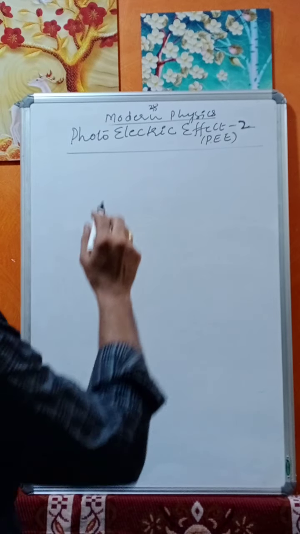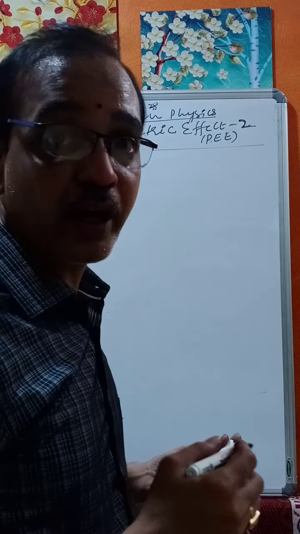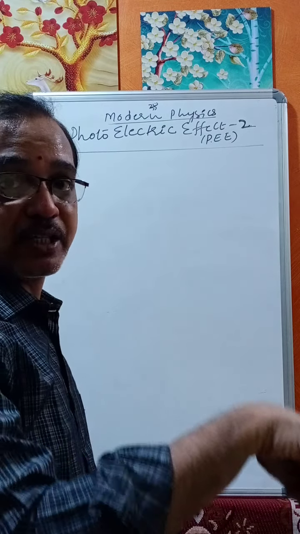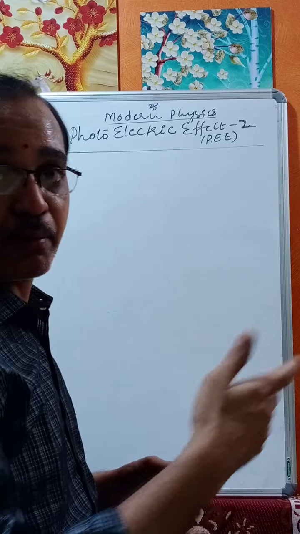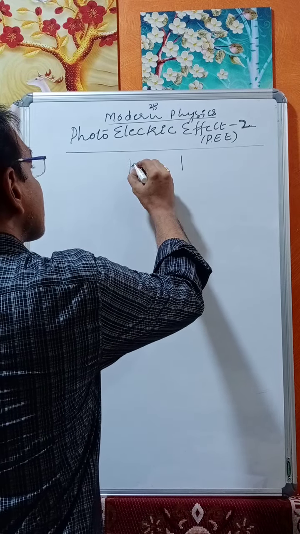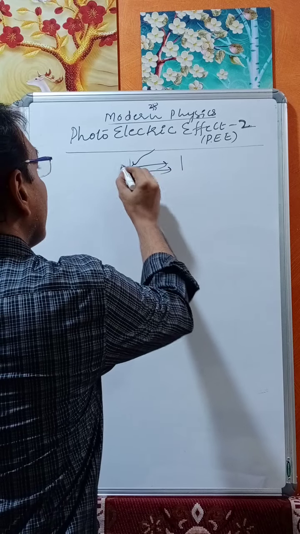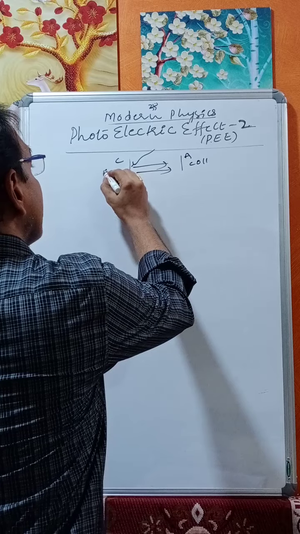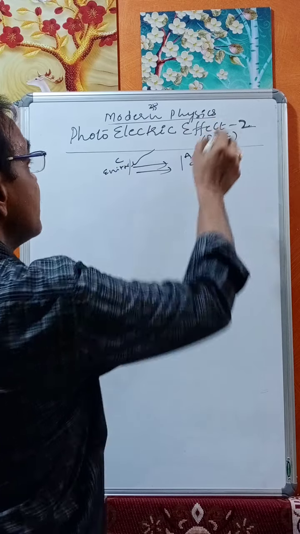So in class one we discussed what is photoelectric effect. When light or radiation of sufficient frequency falls on the metal surface, it emits some electrons known as photoelectrons, and the effect is called photoelectric effect. This is cathode, this is anode, this is collector, this is emitter. We discussed this in class one.